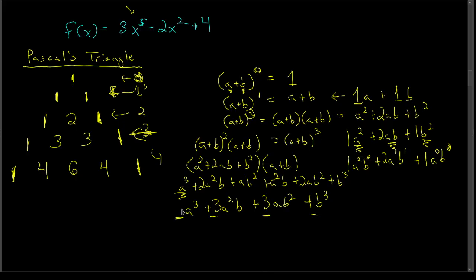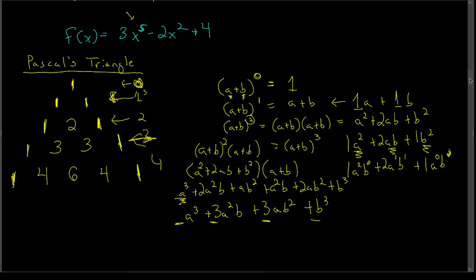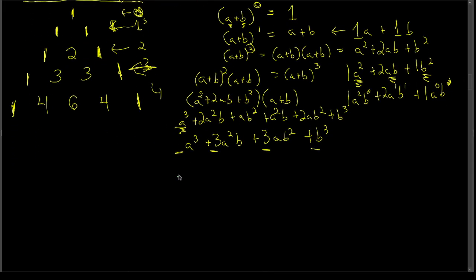So a cubed, I start with the power of 3. I work my way down in a's and up in b's. So without expanding, I could look at b to the 4th. I know I'm going to need these coefficients. My answer would be 1 times a to the 4th, because I start with a to the highest power, b to the 0, which is 1. So I'll leave it there.